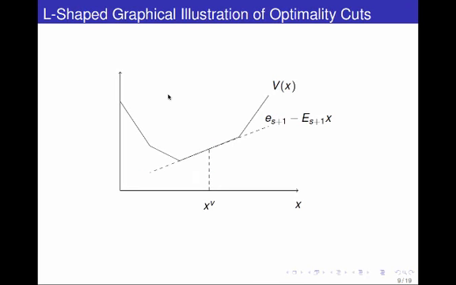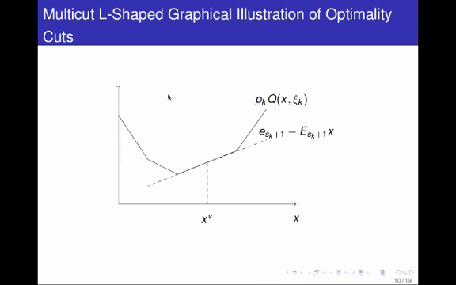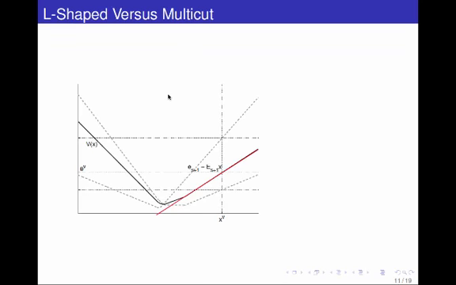So here's a graphical illustration of what the L-shaped method does. We're at a point xv, we compute this line that exactly supports the value function at xv. And here's a graphical illustration of what the multicut L-shaped method does. So this probability times q function is also a piecewise linear function of x. At xv, we compute this cut over here.